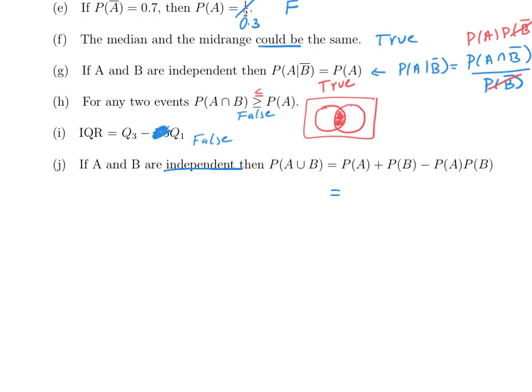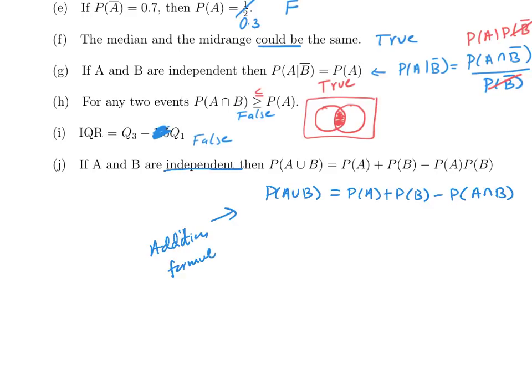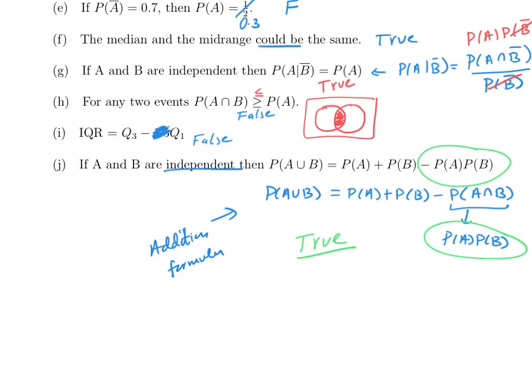Remember, the formula is usually like this, and this doesn't need A and B to be independent. So this is usually the formula, the addition formula, which you have in the formula sheet. Now remember that if A and B are independent, this becomes a multiplication. Only if they are independent. So therefore, this is true, since this is equal to this. So this one is true. And that's it. And good luck.